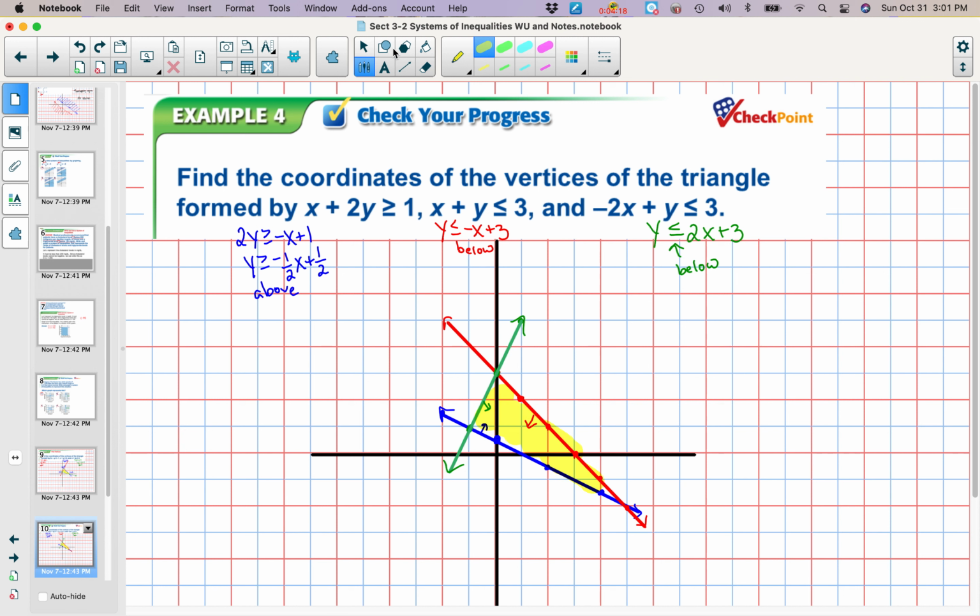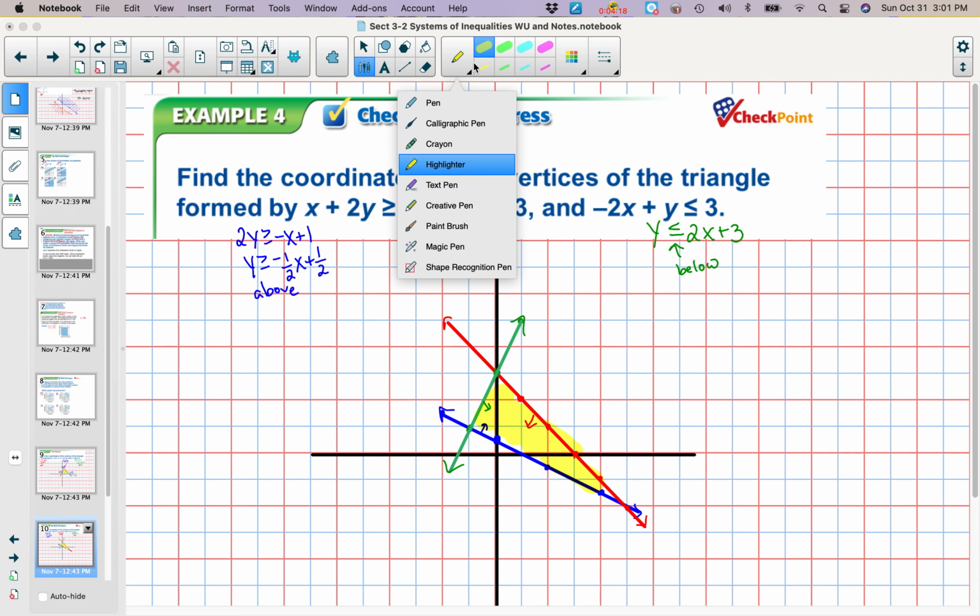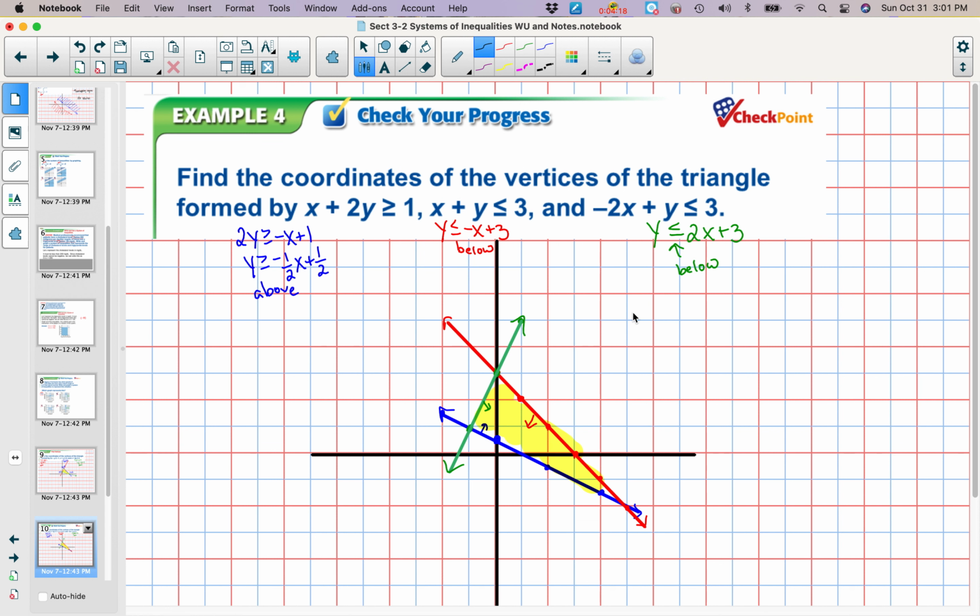But remember, the question was to find the vertices of the triangle. So we can see this one is negative 1, 1. I didn't put my scale, and I probably should have. This corner here is 0, 3. And then we need this spot right here, and it looks to be 5, -2.